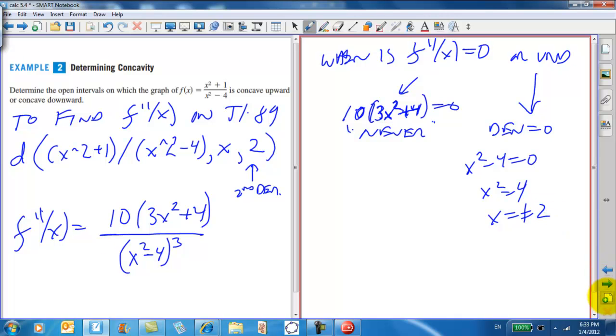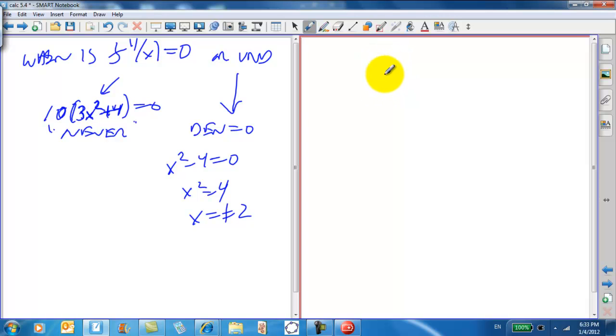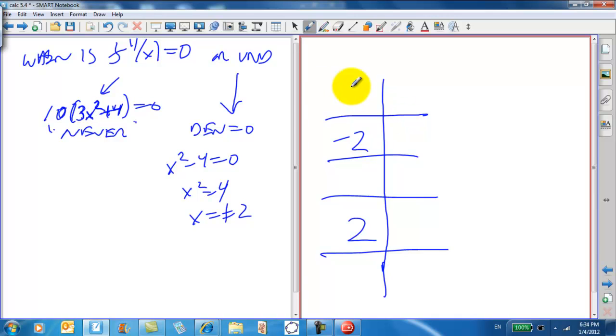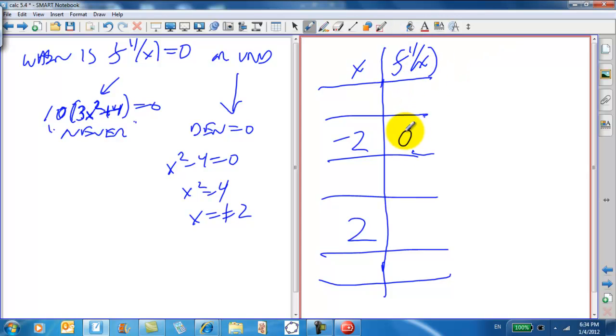And so now I'm just going to add another little chart here, and look at what happens at -2 and what happens at 2. So these are like critical numbers, but we formally define critical numbers as things that make the first derivative equal to 0 or undefined. Now these are like candidates for possible inflection points. So here we go. Here's x. Here's the second derivative. We determined that -2 and 2 make it undefined.